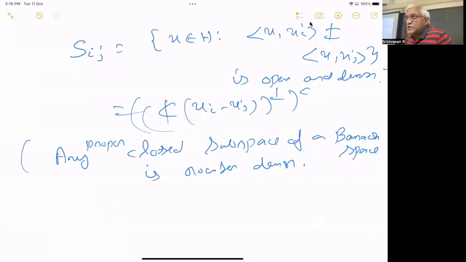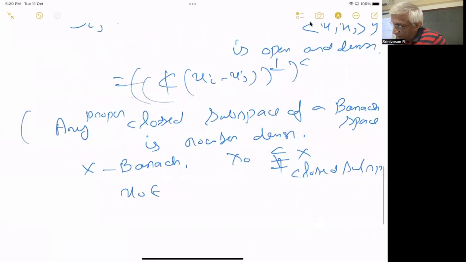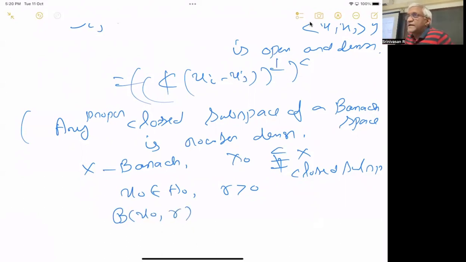Of course, this is closed. The complement has to be open. And so why is this nowhere dense? That is because if you take any open ball, suppose X is any Banach space. I'm giving the proof of this statement, okay? X naught contained in this X is a closed subspace. Then if you have any u naught in X naught and r greater than 0, you want to say that this ball B(u naught, r) intersects with the complement. The complement cannot contain any ball inside it. That's what nowhere dense means. So if you take any ball, that will intersect with the complement.